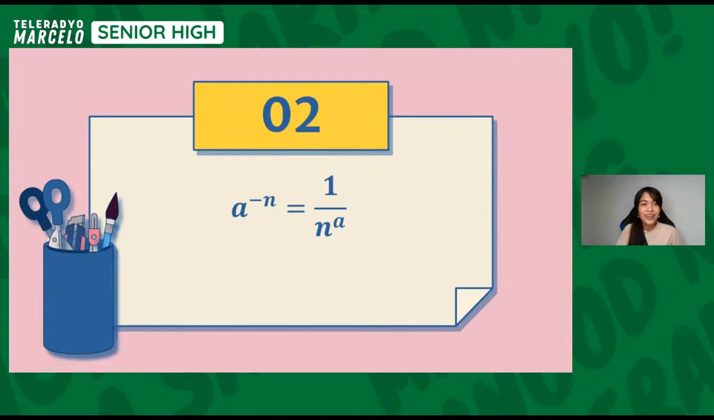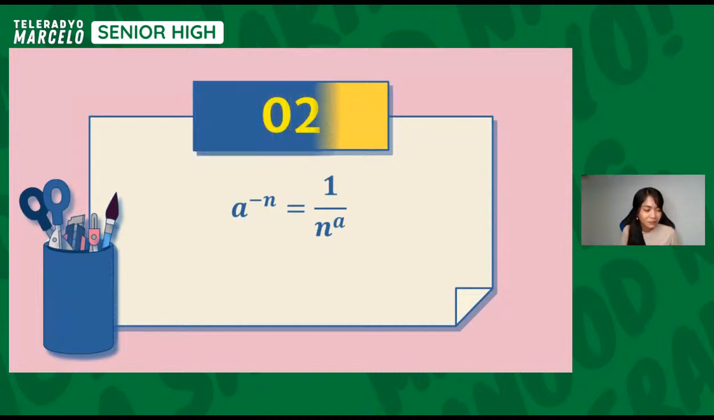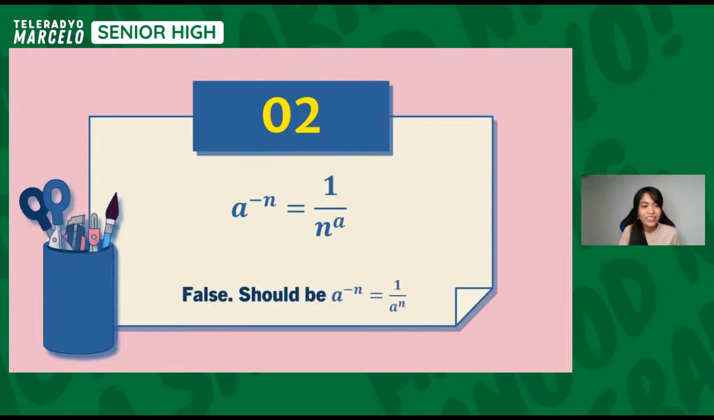Next, number 2. A raised to negative n equals 1 over n raised to a. Is this true or false? Type in your answers. Okay, you have 5 seconds for that. Okay, time is up. This one is false. Why? Because an expression raised to a negative exponent is the inverse of its base. Therefore, this should be a raised to negative n equals 1 over a raised to n.